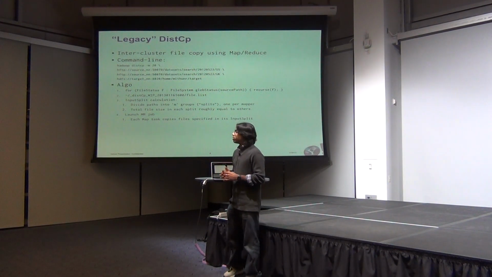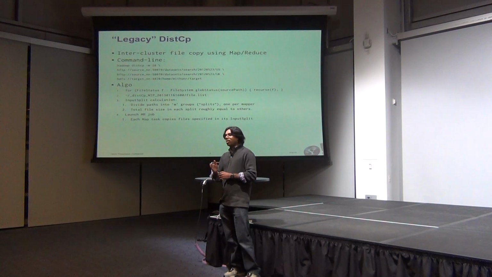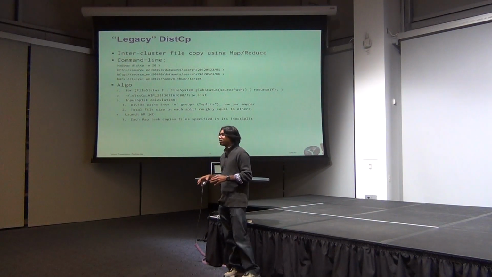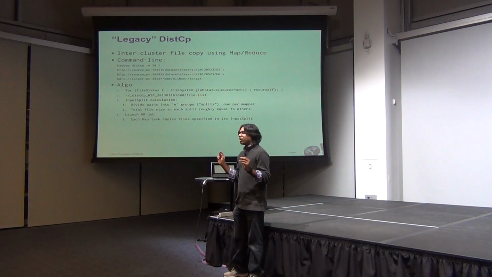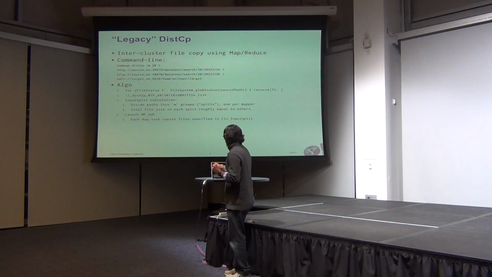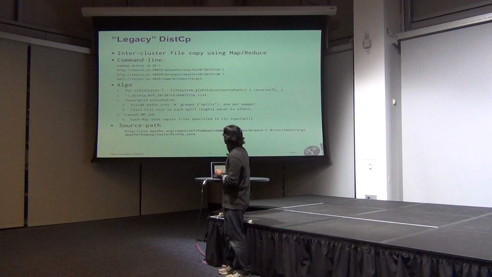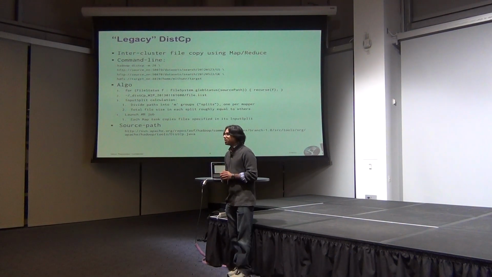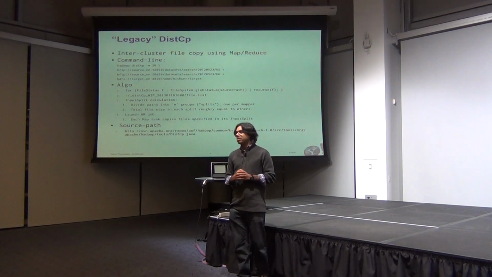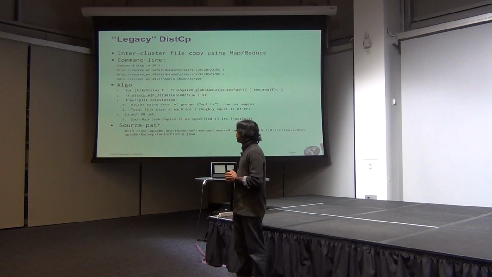The key here is probably that when you calculate your input splits, you want to make sure that each mapper moves the same number of bytes. So that's sort of a uniform size input strategy. That's the gist of the algorithm for legacy DistCp in Hadoop 1.